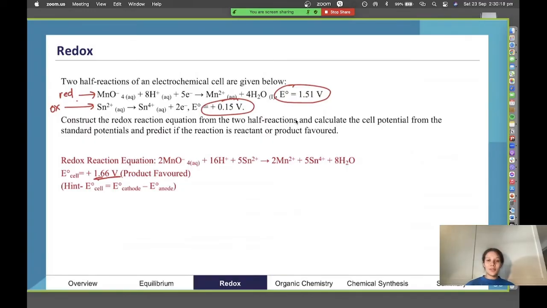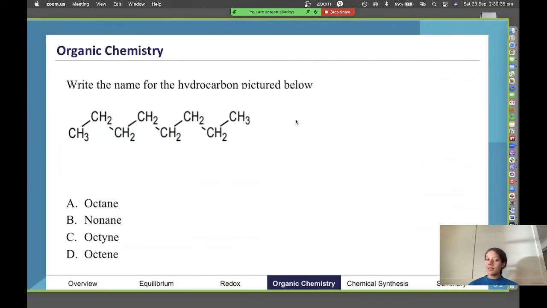Once we've added those 2 together, that means we have the product being favored. So what that means is that our reaction will happen spontaneously from left to right. If we had a negative value, then it would happen spontaneously from right to left and favor the reactants instead. So that's kind of how to interpret that question there.